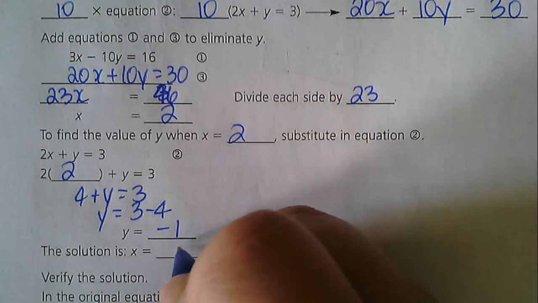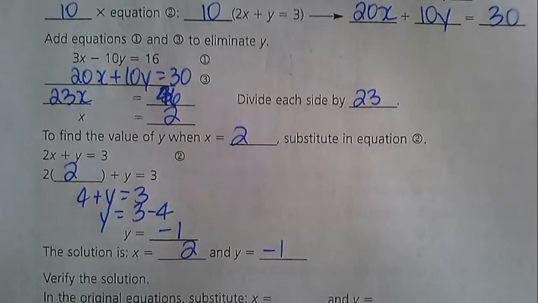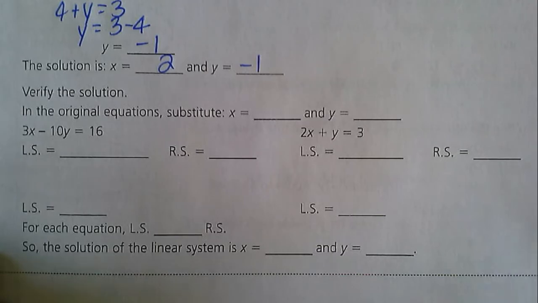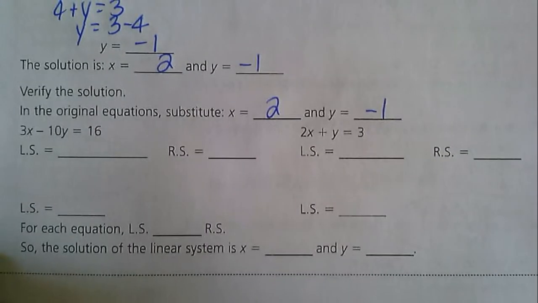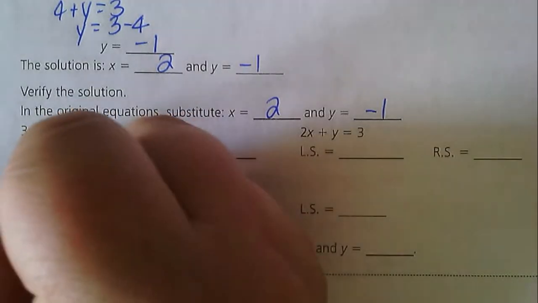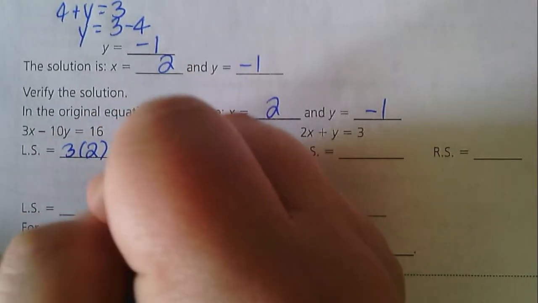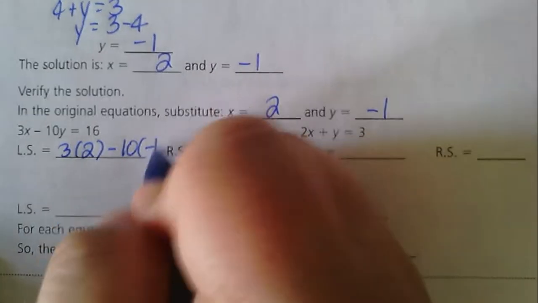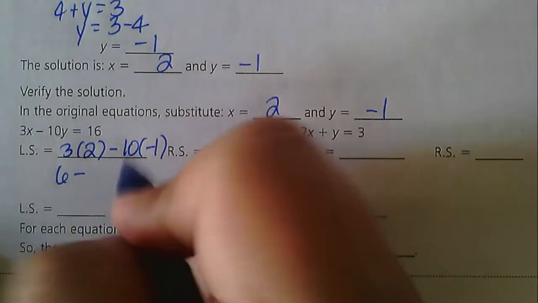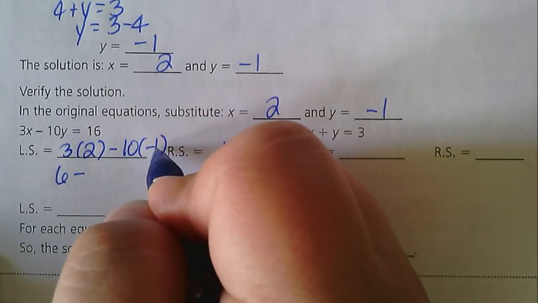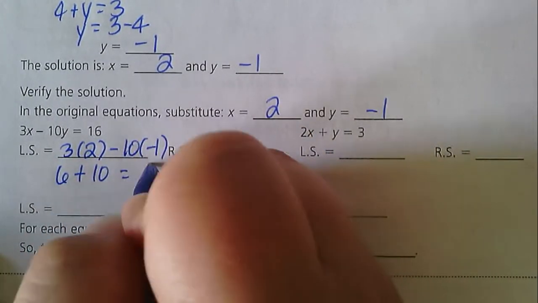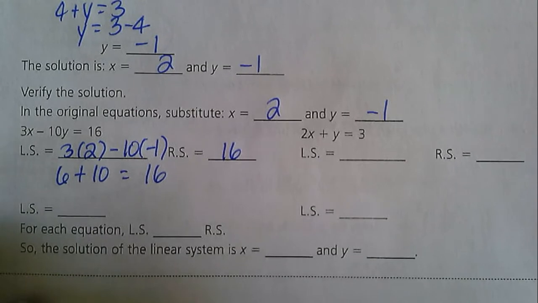Let's see if those are in fact my numbers I want. Is this the solution? Again, how do I do that? I verify by substituting both of these terms into both of the equations to make sure that left side equals right side. So I have 3 times 2 minus 10 times negative 1. That should equal 16. So that's 6 minus, sorry, 10 times negative 1 is a positive. So I end up with 16 equal to 16, yep.